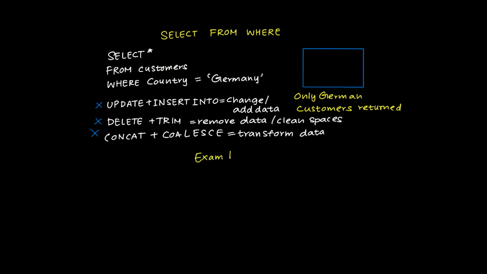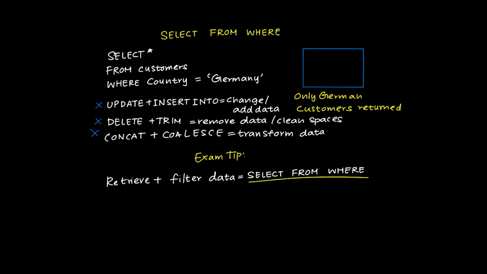Here's a WGU D467 exam tip for you. When a question asks about pulling specific data from a table with a condition, select from where is the structure you need. Quick recall hook: select from where equals pick, from, where filter.